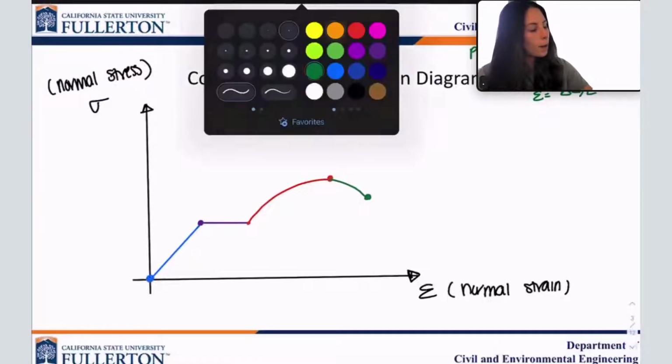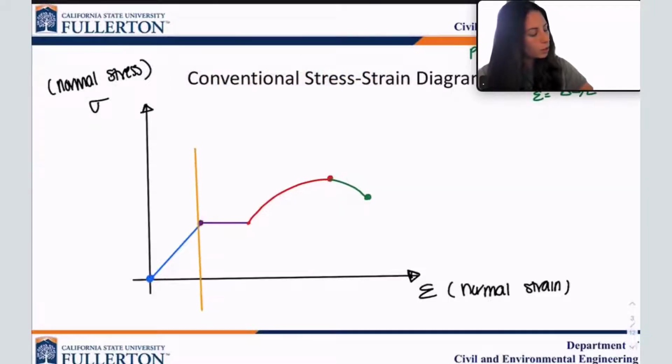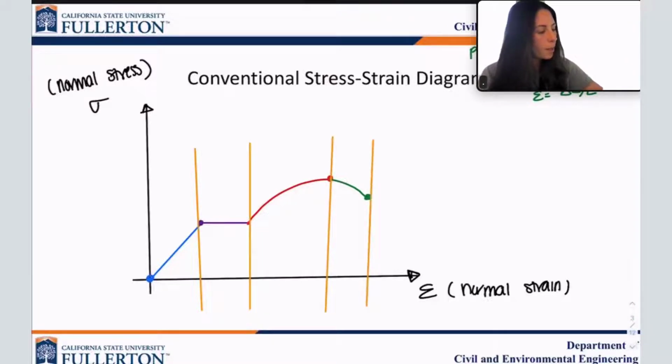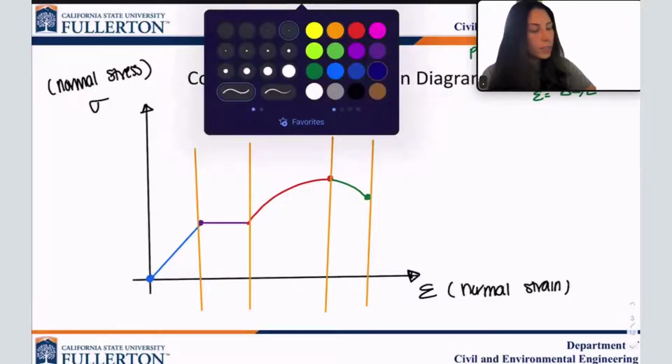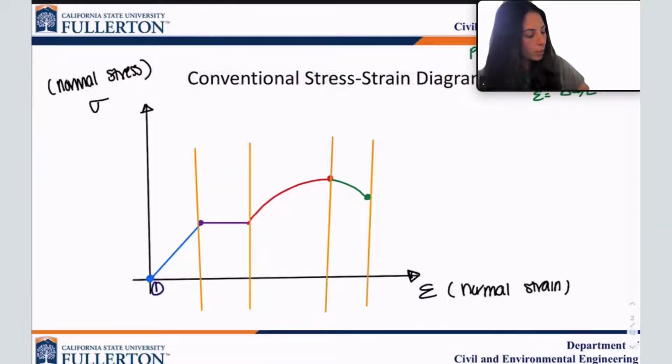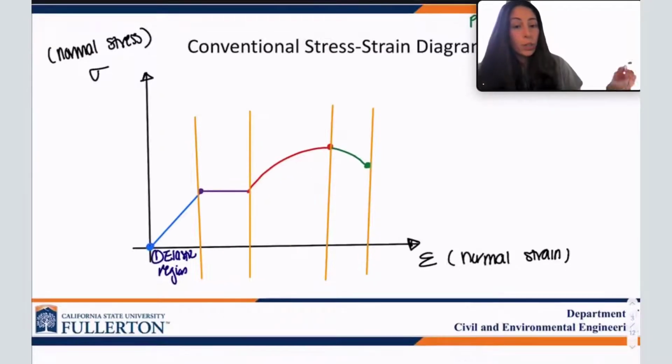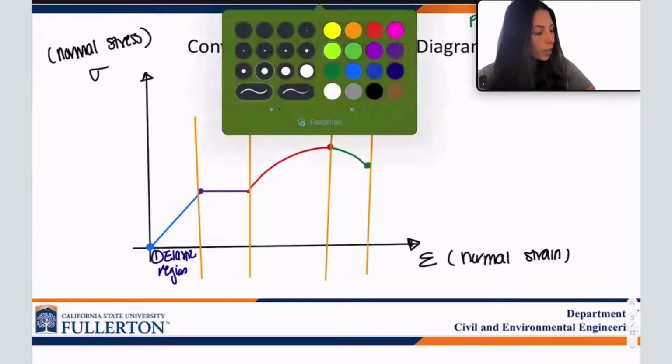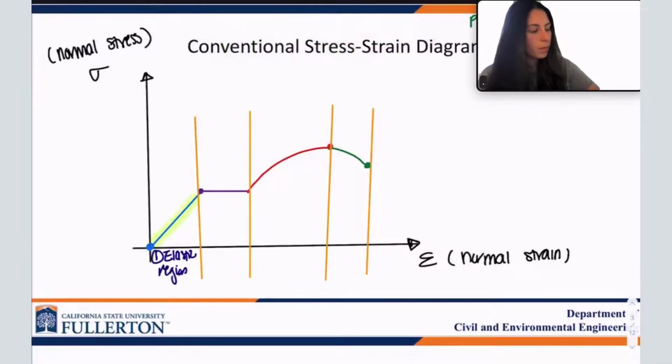Now, I'm going to break these up into some sections so we can delve a little deeper in this review. Here we have section 1. Remember, we called this the elastic region, which corresponds to elastic behavior, okay? What we see here is a linear curve, and the slope of this line is E, the modulus of elasticity. That's the slope of this line, right?